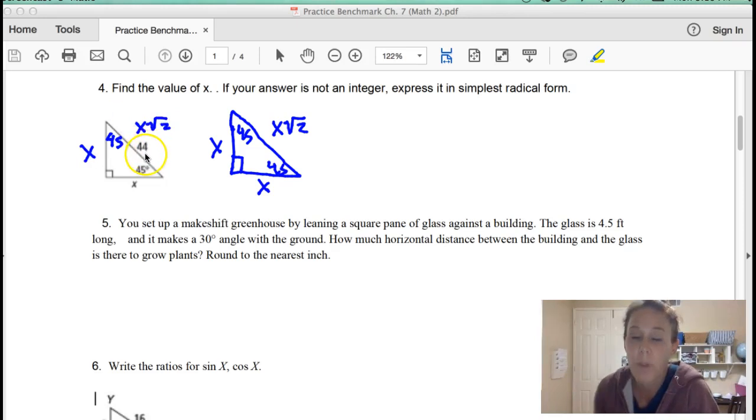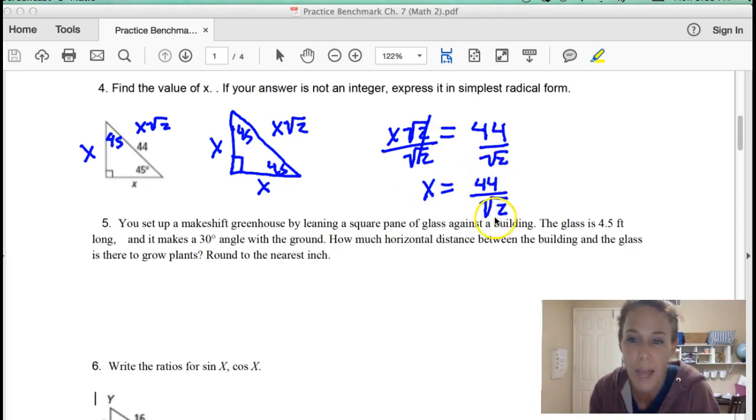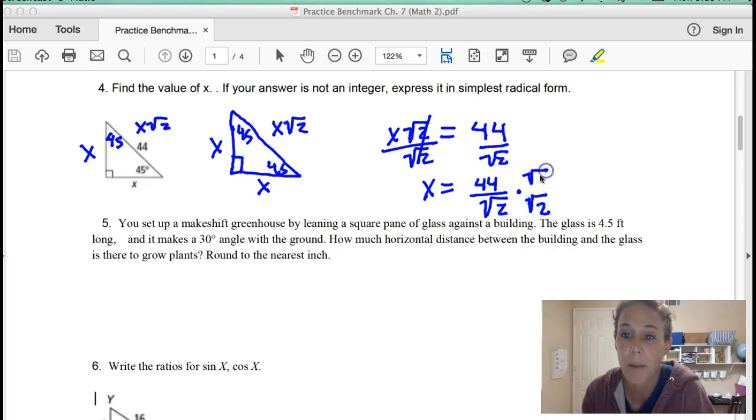So to figure out the value of x, I know x times the square root of 2 has to be 44. So I'm just going to set that up. X square root of 2 equals 44. And solve for x. Divide by square root 2. And I'm going to get x equals 44 divided by root 2. And that is not simplest radical form because I have a radical on the denominator, which I do not want. I can get rid of that radical on the denominator by multiplying the top and bottom by radical 2.